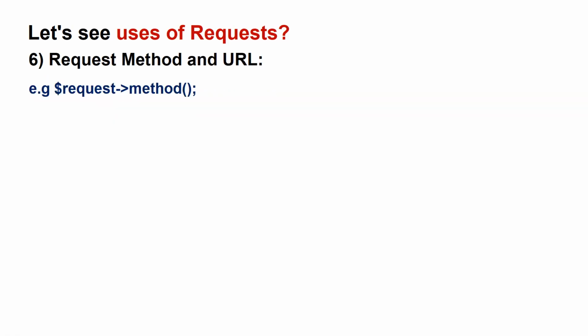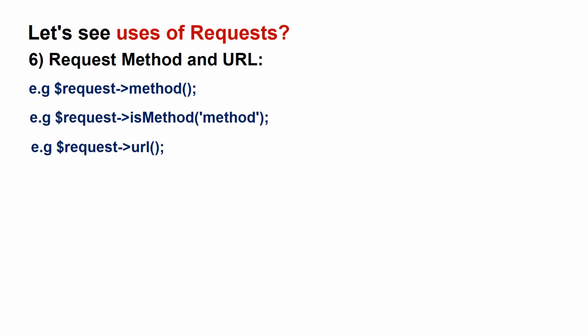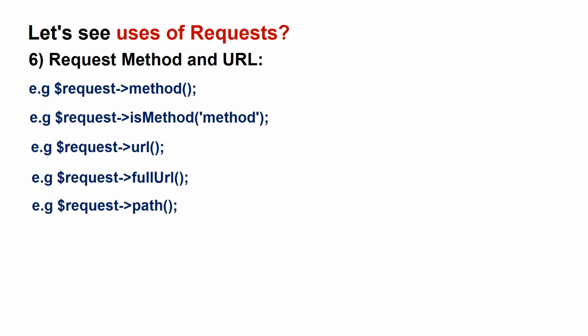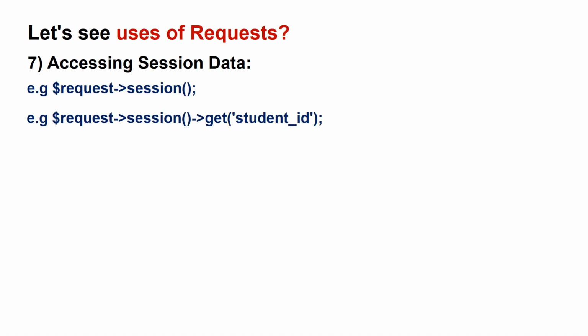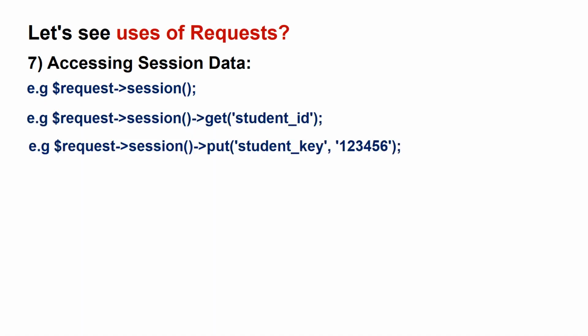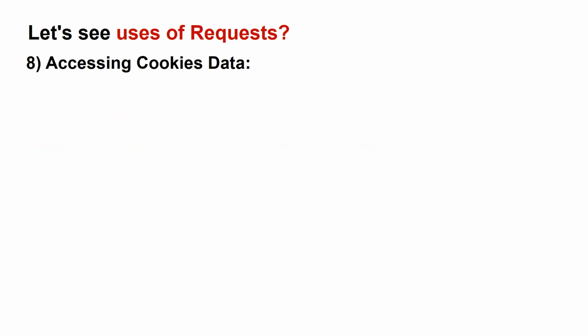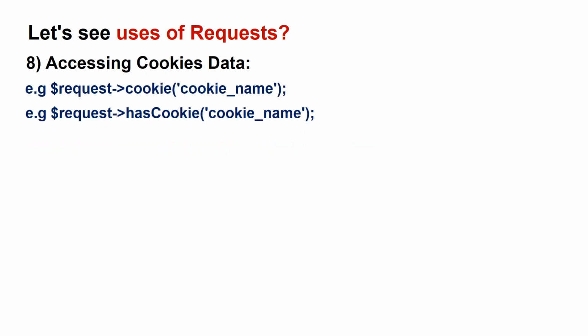6. Request method and URL, like get the request method, GET, POST, etc. Check if the request method matches, retrieve the full URL for the request, get the full URL including query parameters, and get the path of the request. 7. Accessing session data, such as get the session store instance, retrieve a value from the session, and store a value in the session. 8. Accessing cookies data, such as retrieve a cookie value and check if a specific cookie exists.